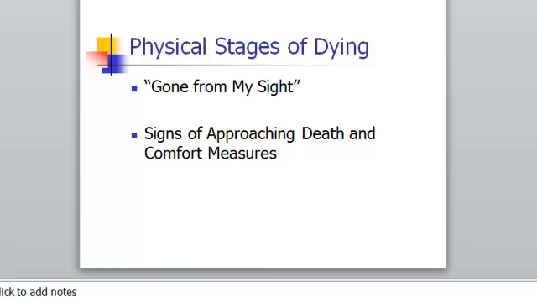In the physical stages of dying, I'm going to refer you to this blue book. And I was going to pass these out. I only have one per row. This is a flip chart, and this one's in Spanish. It's a little bit different way. The flip chart is basically the same information, and it's a little bit a different way of looking at it.